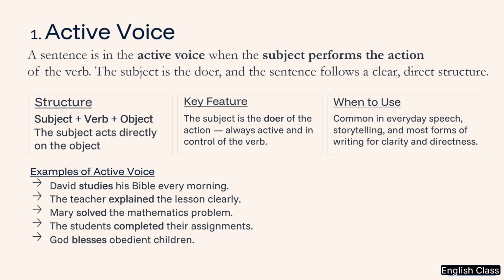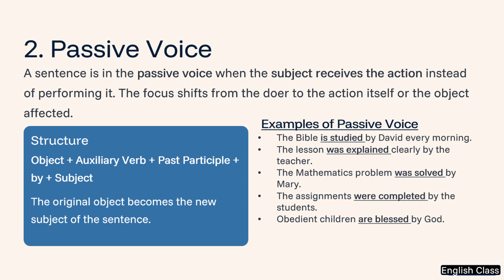Now let's move to the next slide. We talk about passive voice. The other time we talked about active voice. Now we're talking about passive voice. A sentence is in the passive voice when the subject receives the action instead of performing it. You see, the subject is receiving the action. Meanwhile, in the active voice, it is the subject that performs the action. Now, the focus shifts from the doer, that is the subject, to the action itself or the object affected.